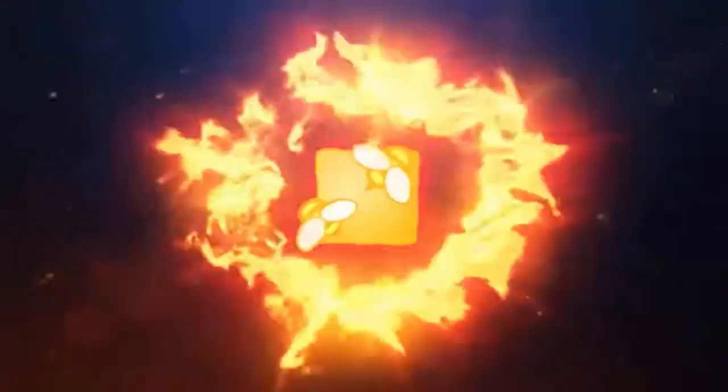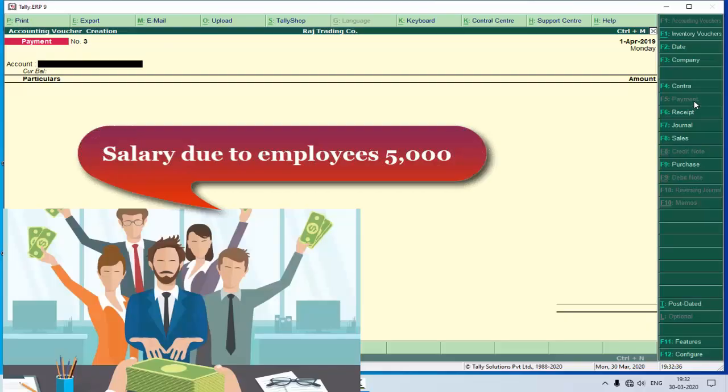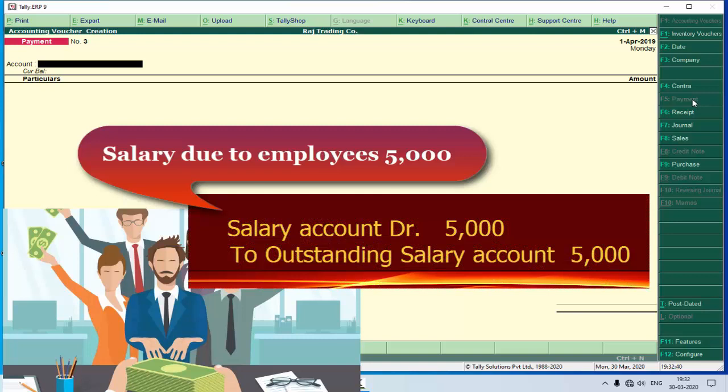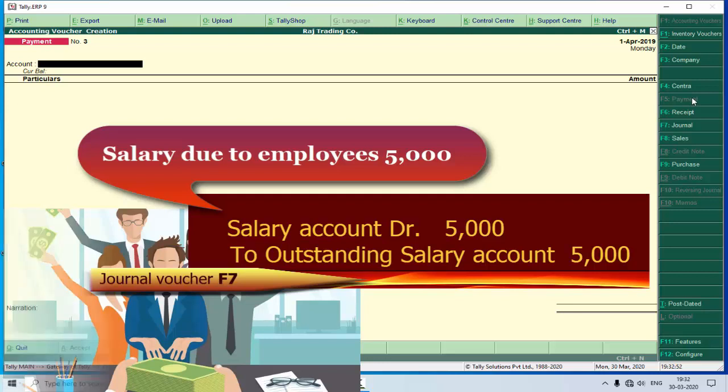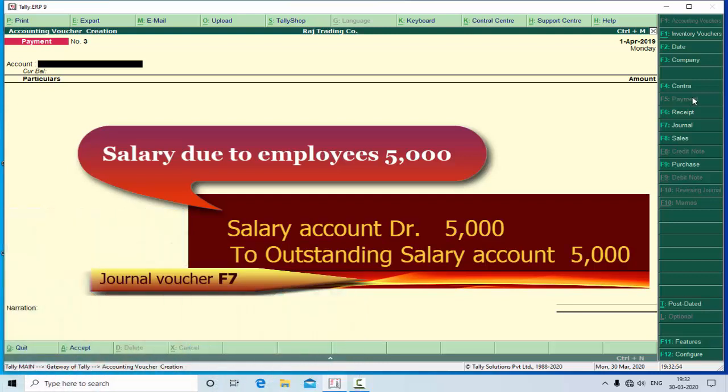Next entry is salary due to employees. It means the expense is due but not paid. Any expense which is due but not paid, the entry will be: debit that expense, salary account debit, and outstanding salary account credited. If rent is due but not paid, rent account debit to outstanding rent account. Any expense which is due but not paid will be recorded in this way.